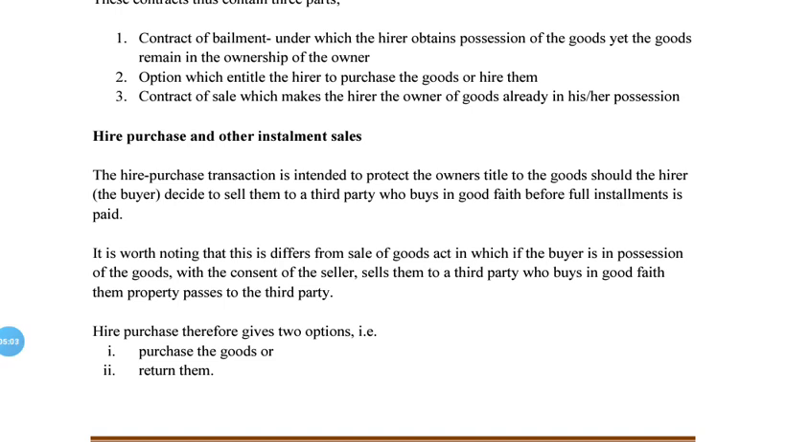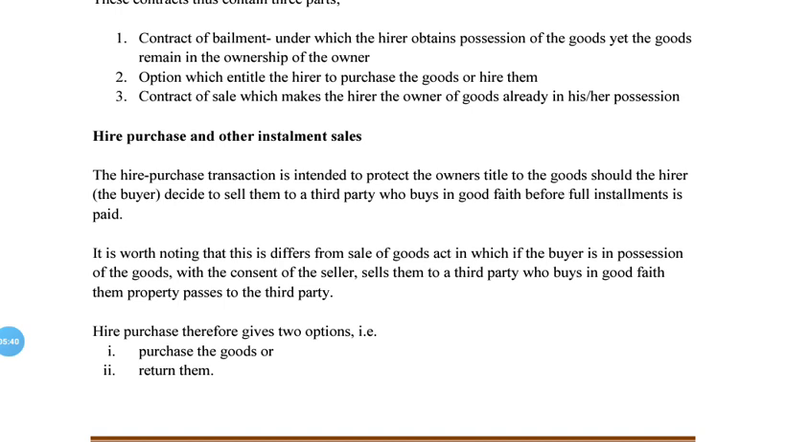It is worth noting that this differs from the Sale of Goods Act, in which if the buyer is in possession of the goods with the consent of the seller, and sells them to a third party who buys in good faith, then the property passes to the third party. Remember, property simply means the title of the goods. So property here means the title or ownership.